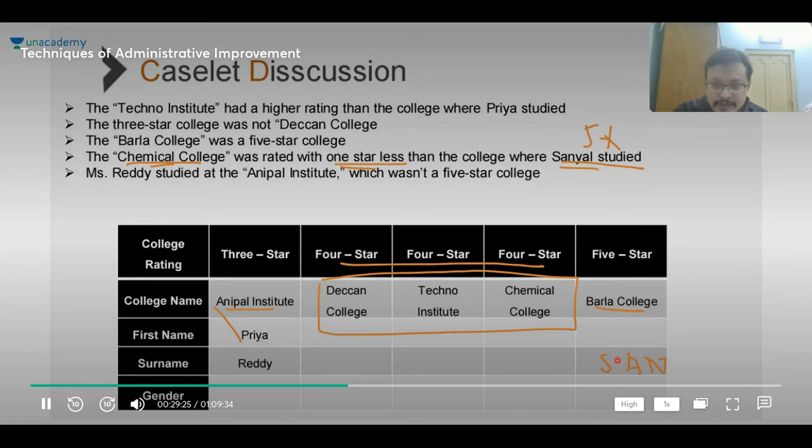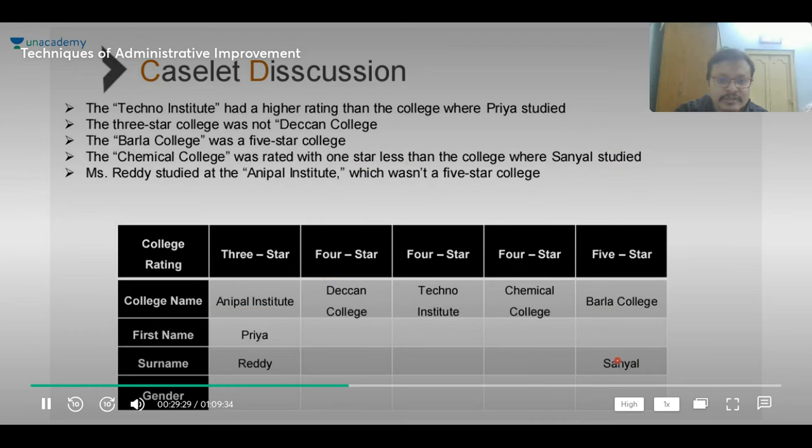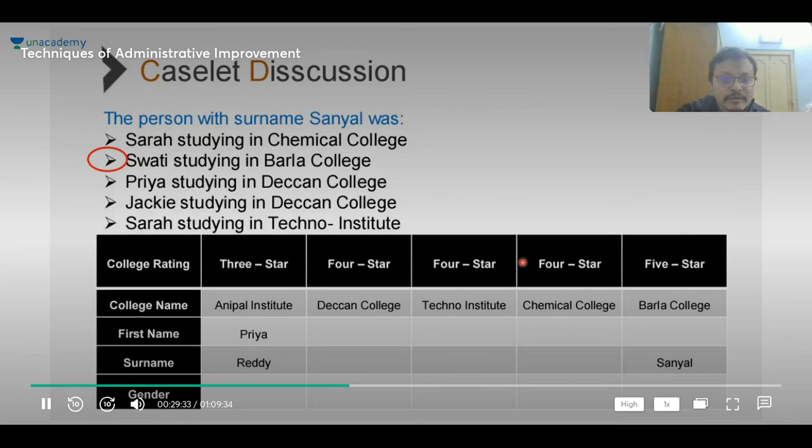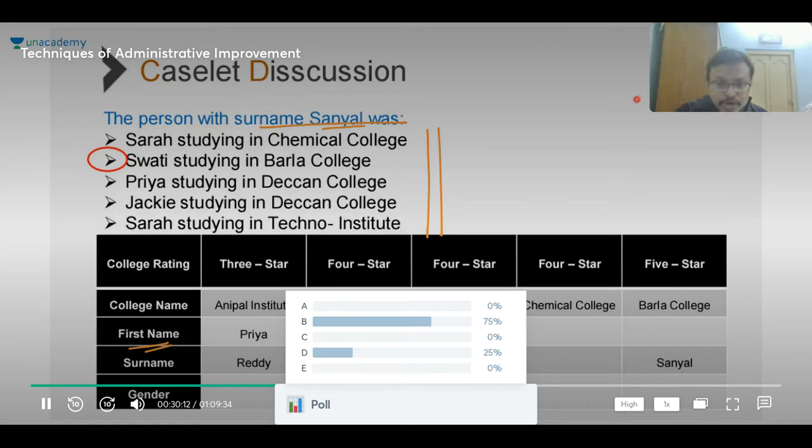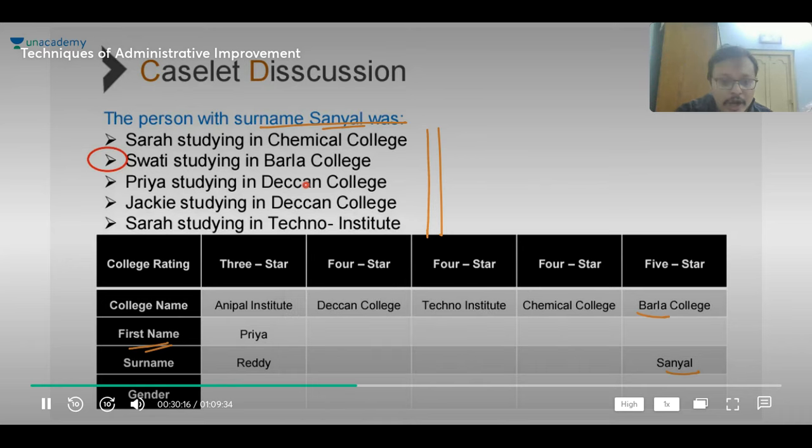Pause. Why? If you remember, in the first 1 minute, you had read a direct question which said the person with surname Sanyal was. But unfortunately, we haven't been able to solve for the first name, but still try answering this question based on whatever we filled in this table. Look at the options. The person with surname Sanyal. Note, we still do not know the first name, but what we know, Sanyal is in Balla. There's only one option with Balla, so mark the answer as option B.